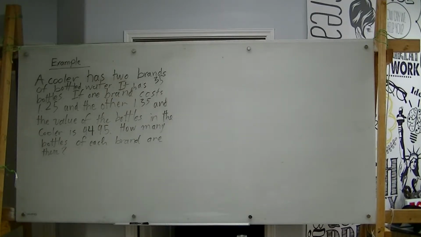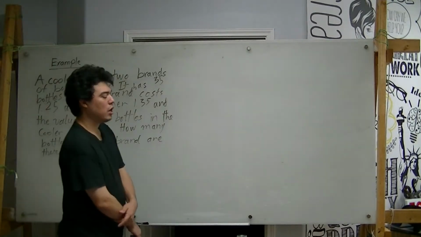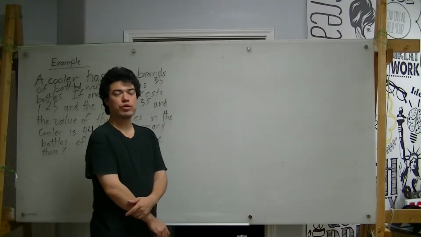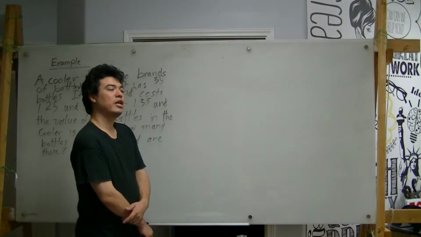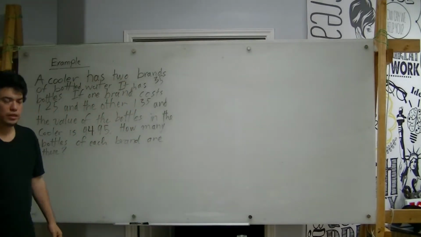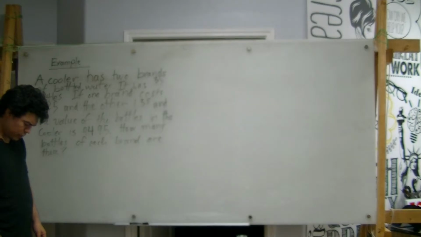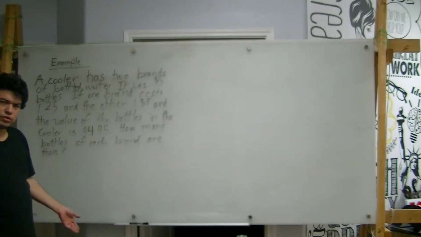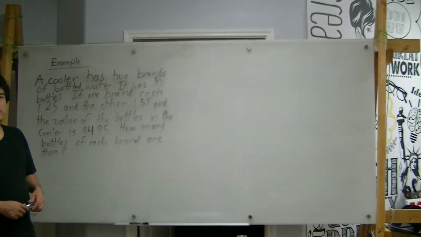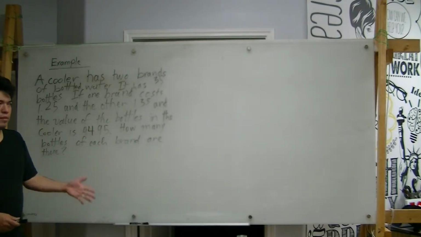So again, I think by now you can probably start to see the pattern that these problems have, where you need to have two constraints. You have to have these two constraints that give you the ability to get both of the values. In this case, how many bottles of brand X and how many bottles of brand Y.